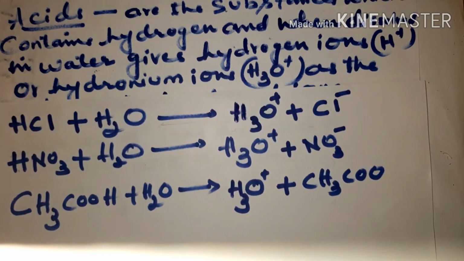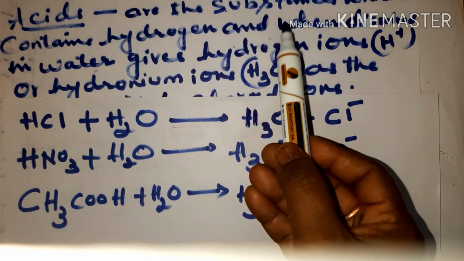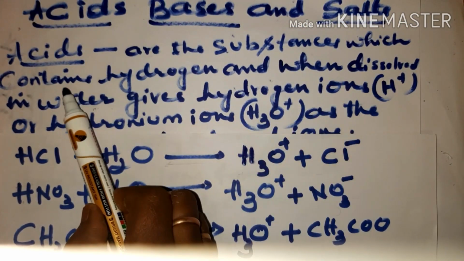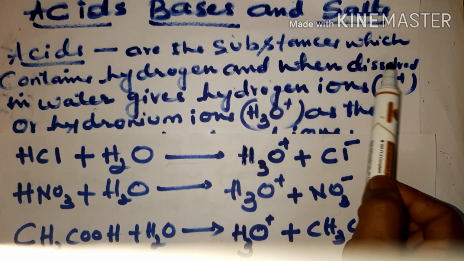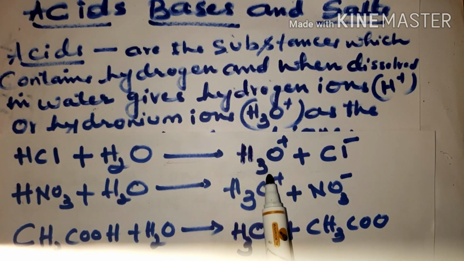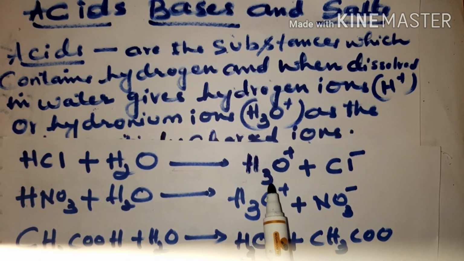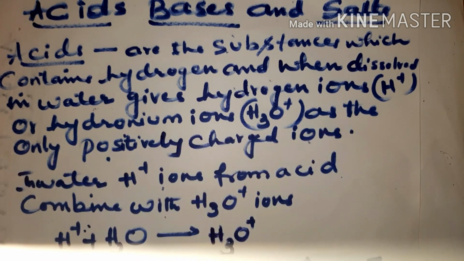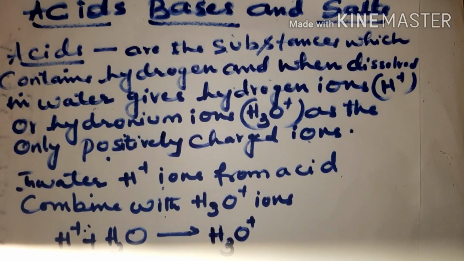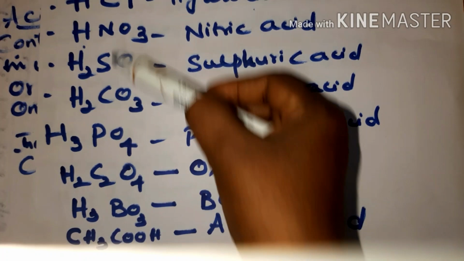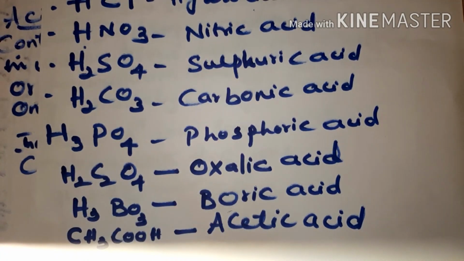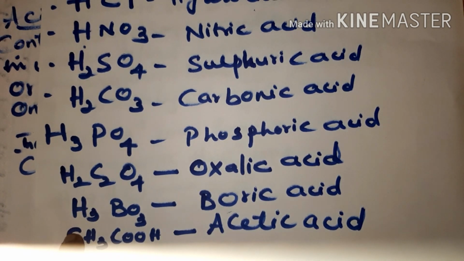Now you all understood what acids are, children. Acids are the substances which contain hydrogen, and when dissolved in water give hydronium ions, and these hydronium ions are positively charged. You have to remember that these acids all have hydrogen in them, and when this hydrogen combines with water, it forms hydronium ions.